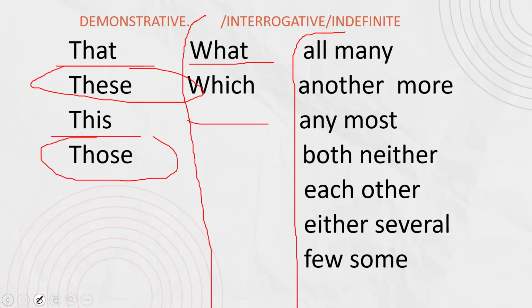Next, we have the indefinite pronouns, which we discussed last Saturday, all right? When we say indefinite, from the word indefinite, it means there's no specific thing that we are talking about here. So we can pertain to general things. That's why we use indefinite pronouns, okay? Samples of indefinite pronouns are both, neither, each, other, either, several, few, some, okay?